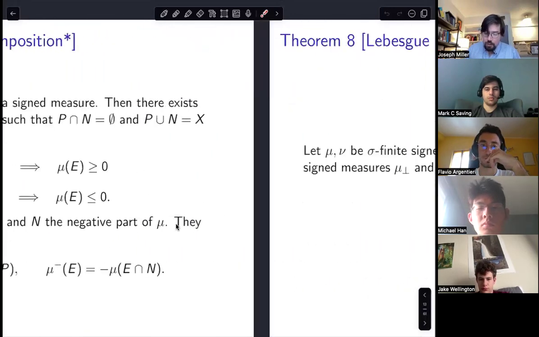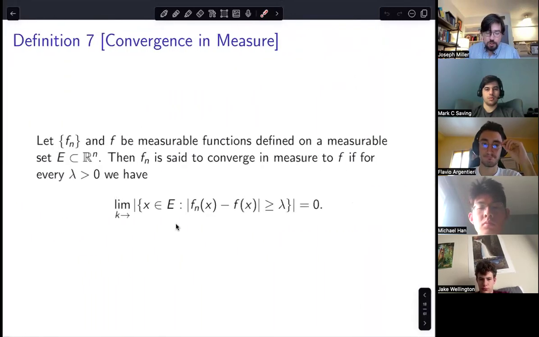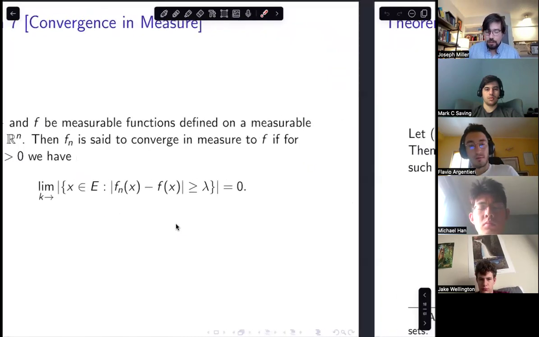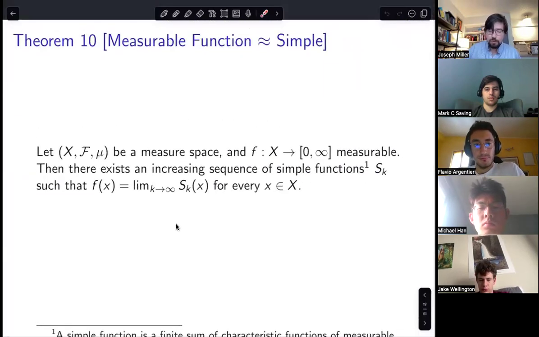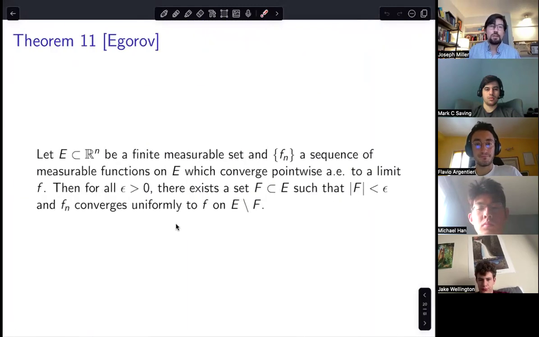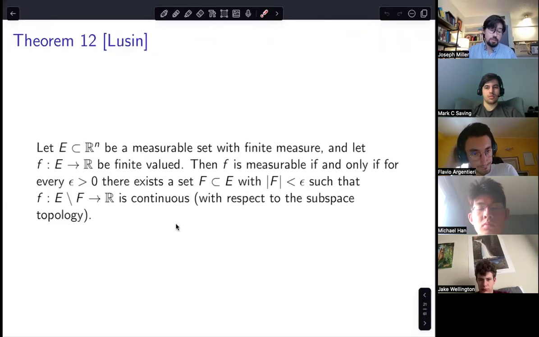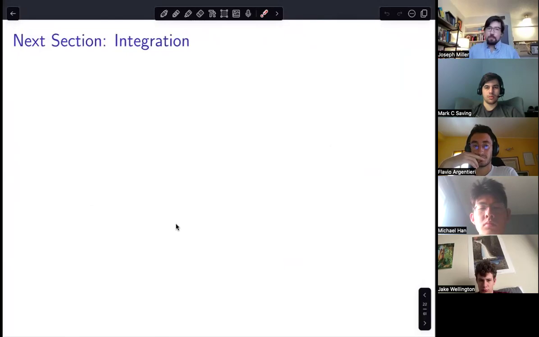Okay, so let's go to the new stuff. So we talked about measurable functions last time, how to converge in measure, how measurable functions are almost indicator functions. Egorov's theorem, which shows that measurable families of functions are almost uniformly continuous. Lusin's theorem, which says that I'm almost continuous if I'm measurable, so I can always restrict to a subset, and in the subspace topology, I'm continuous. And now we're going to talk about integration. So like, how do I actually use these things?